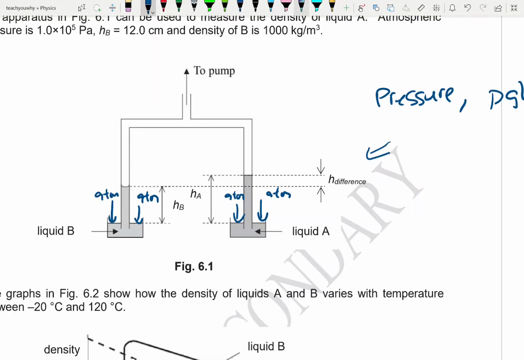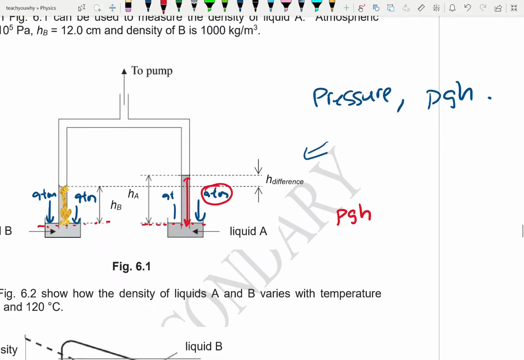Now, why do we have this height column here? It is because the liquid will have to create a hydrostatic pressure so as to balance out with the atmospheric pressure. So in this case, this is what we call the datum. By means of rho g h, rho g h is equal to atmospheric pressure.